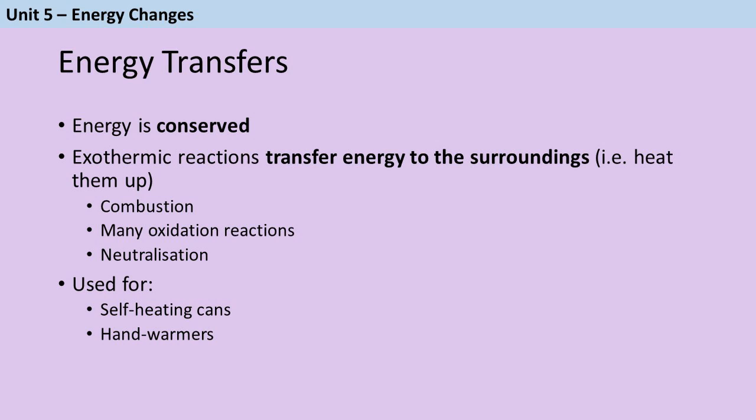There are 3 named examples of exothermic reactions that you need to know: combustion, so burning things; oxidation reactions, that could be, say, burning a metal in oxygen; and neutralisation, so when we mix an acid and an alkali together.